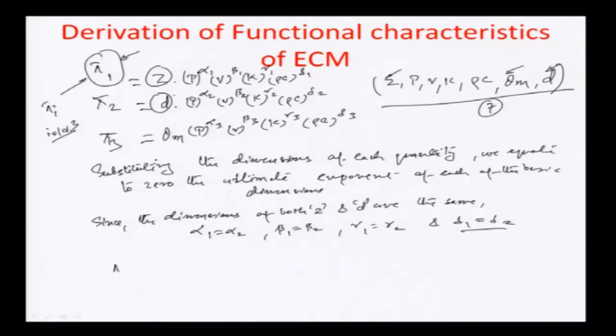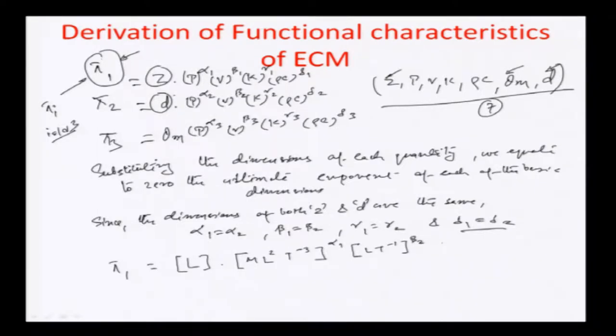So, let us now pick up one of them, let us say pi 1, and try to represent this in terms of basic dimensions. So, this is L, dimension for z, times of the dimension for power here, which is m L square t minus 3 to the power of alpha 1, times of the dimensions for velocity L t minus 1 to the power of beta 1, times of k, which is actually again represented as m L t minus 3 theta minus 1 to the power of gamma 1.